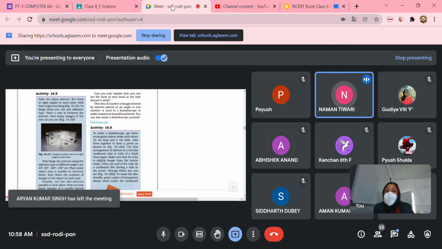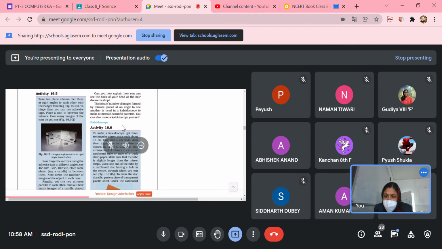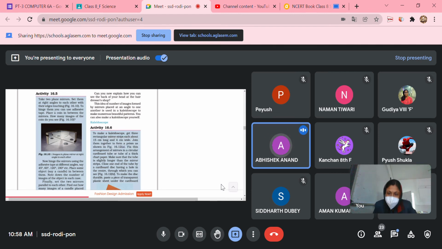Yes, Abhishek, now you have completed this part. The kaleidoscope part will be read by Siddharth. Can you now explain how you can see the back of your head at the hairdresser shops? This idea of the number of images formed by mirrors placed at an angle to one another is used in a kaleidoscope to make numerous beautiful patterns. You can also make a kaleidoscope yourself. Yes, Siddharth, now continue.